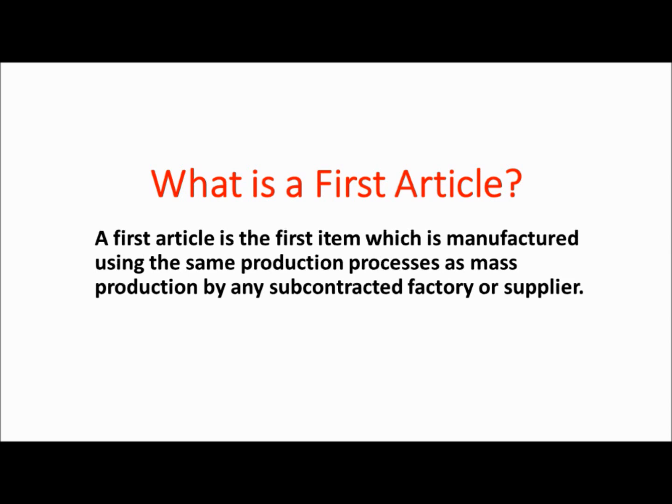First article is the first item which is manufactured using the same production processes as mass production by any subcontracted factory or supplier.